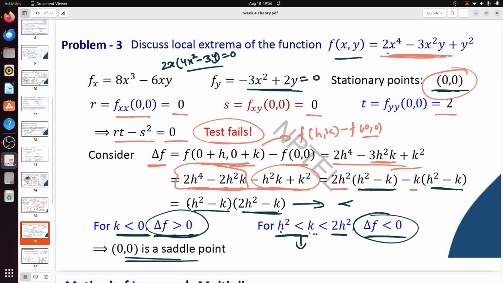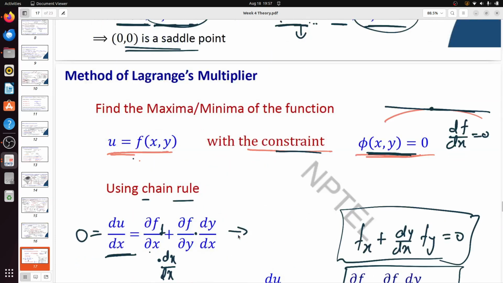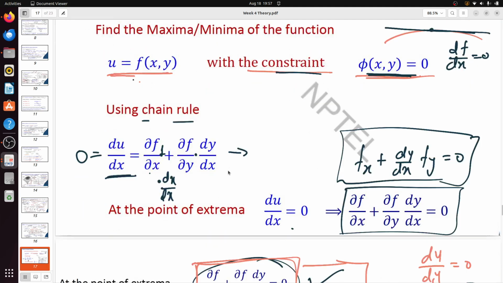Okay, next problem. There is another method, that is called the method of Lagrange's multiplier. With the Lagrange's multiplier method, we want to find the maxima and minima of the function u equal to f(x,y).